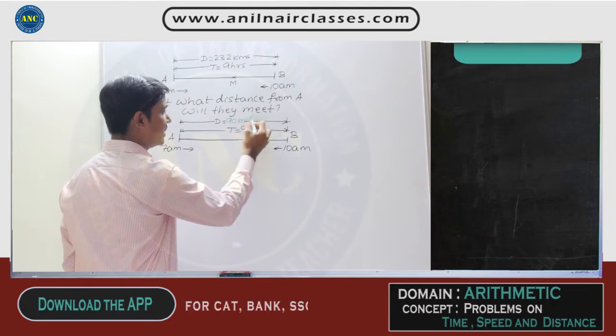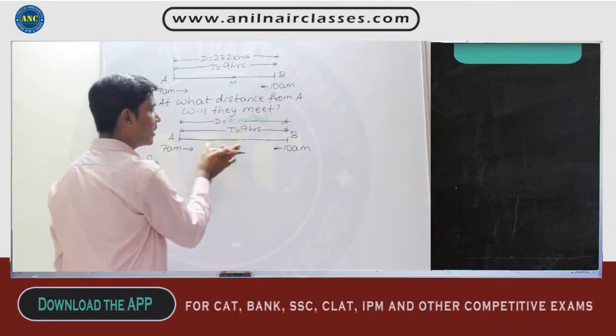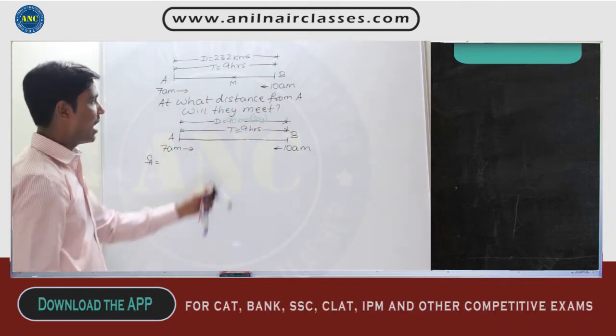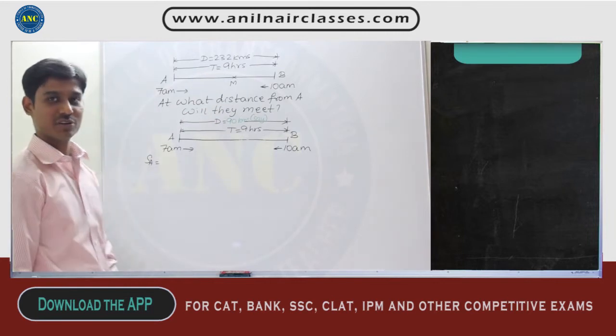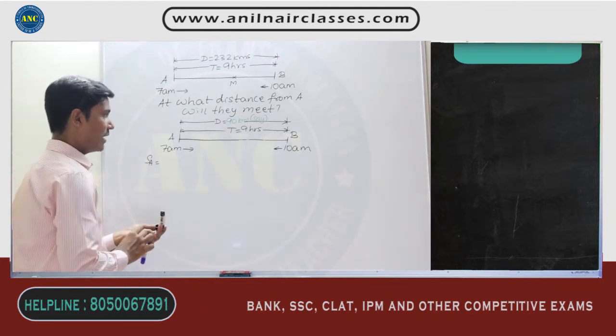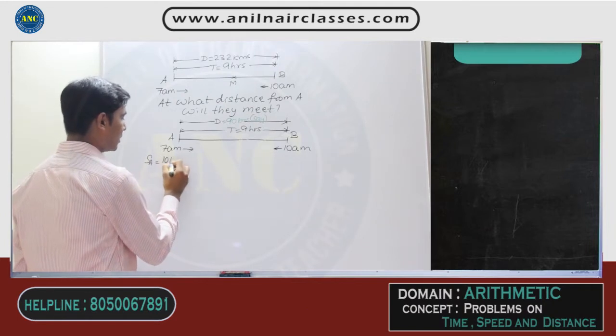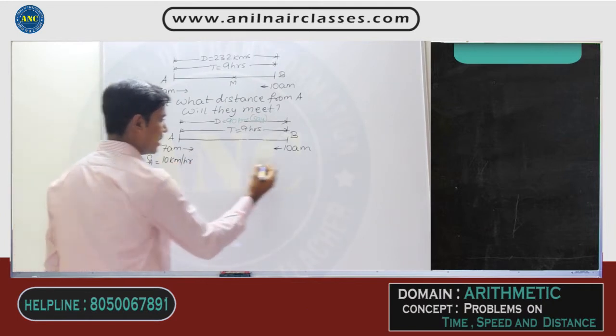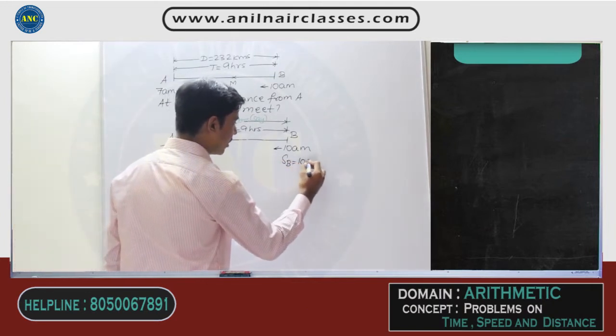I will assume it as 90. This is my assumption. According to my assumption, I will find out everything. At the last step, I will convert according to the question, 232. Now see here, if I take 90, speed is nothing but 10 kilometers per hour for train A. Speed of the second train is also 10 kilometers per hour.